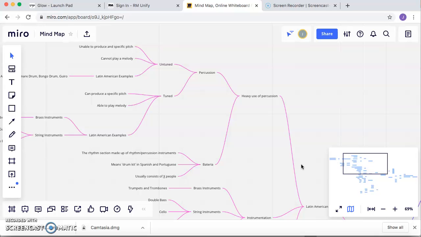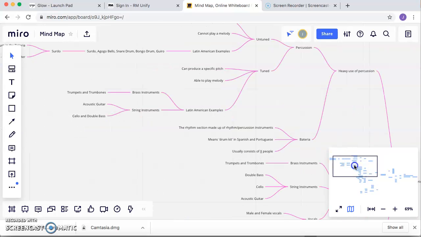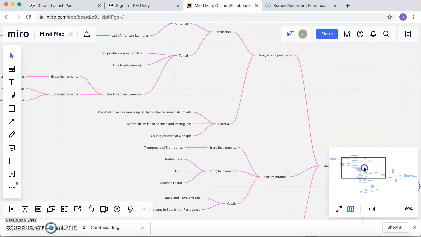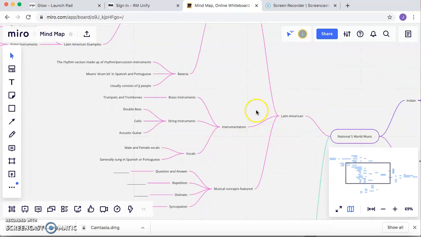Untuned, I've said it can't play a melody, it can't play a specific pitch, and given some Latin American examples, because of course we're talking about Latin American in that section. And then the other side of the coin, we've got tuned, and it can produce a specific pitch. It is able to play a melody, and I've given, again, some Latin American examples. I've then just given some general instrumentation here, splitting it into brass instruments, string instruments, and vocals.